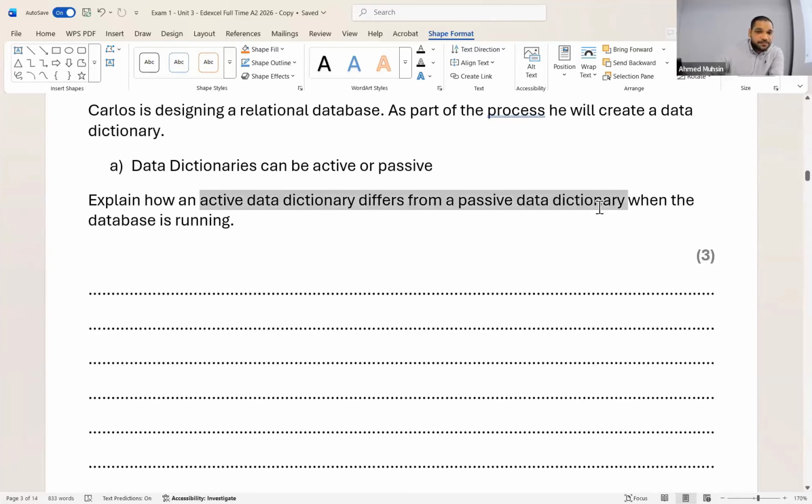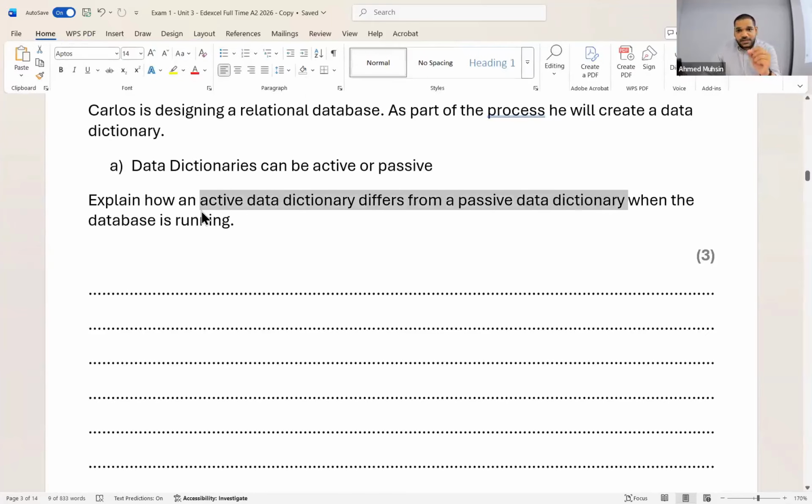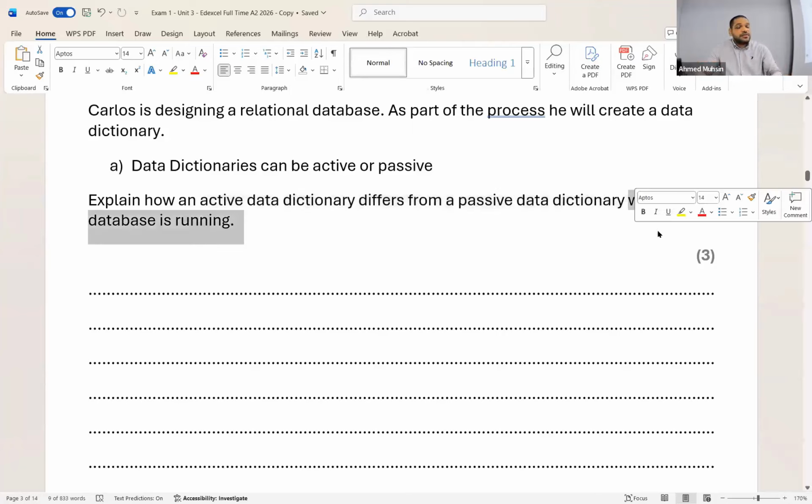Okay, Adam, look here. They are first asking you how the two dictionaries are different. Then your answer should be written how? In terms of when the database is running. Just listing differences will not get you your full mark. You might get 1 or 2 marks for listing the difference. But if you don't talk about how that difference works when the database is running, you lose your marks. Everybody okay with this? Okay.